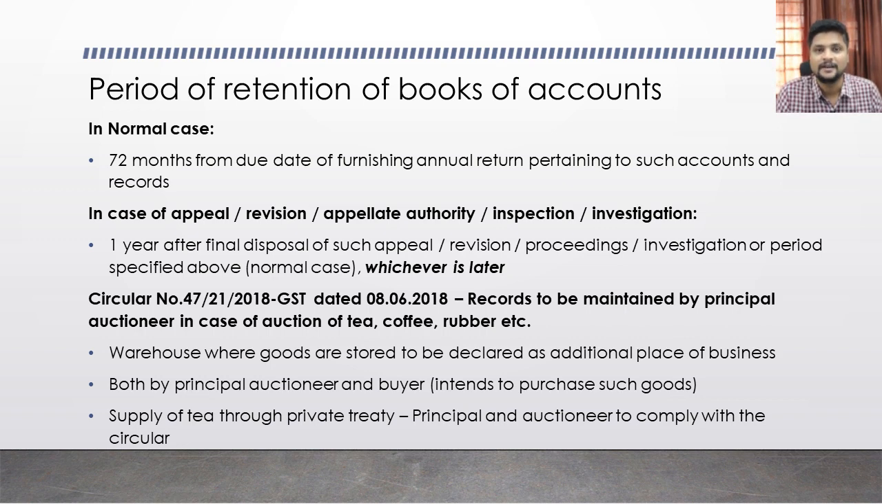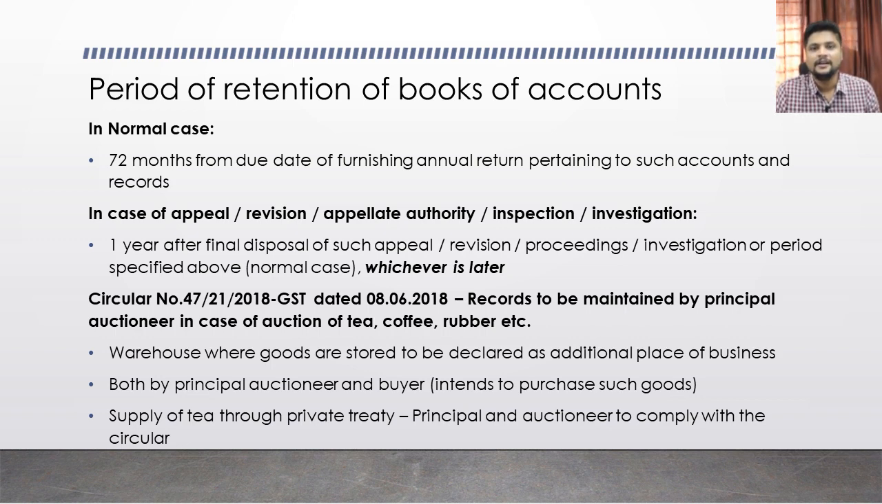Second, both principal auctioneer as well as buyer, who intends to purchase such goods, those details has to be maintained. What is the detail? So if a buyer who buys tea or coffee or rubber through auction, he also has to declare the warehouse where the goods are stored as additional place of business. Also the principal auctioneer also has to declare that place as his additional place of business.